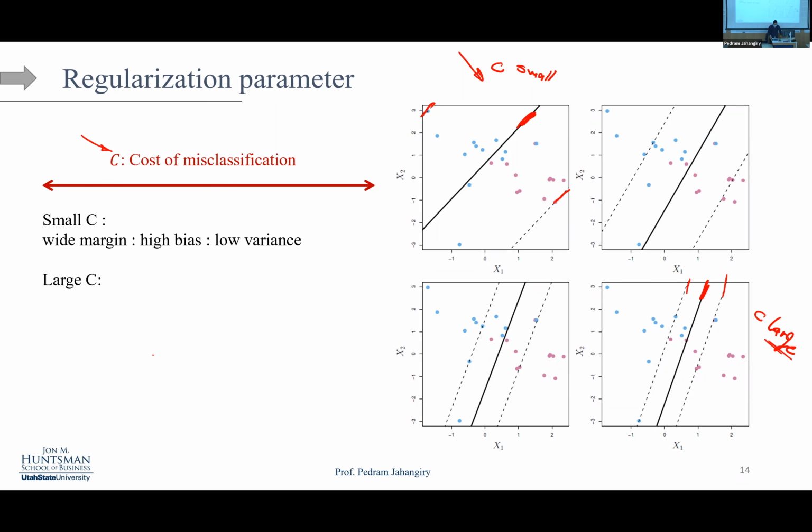And on the other hand, when C is large, we have a narrow margin. And it means that the bias is low and the variance is high, right? But if you make this C very large, are you overfitting or underfitting? I'll get to your question. If C is super large, you're overfitting, right? So this is overfitting the model.